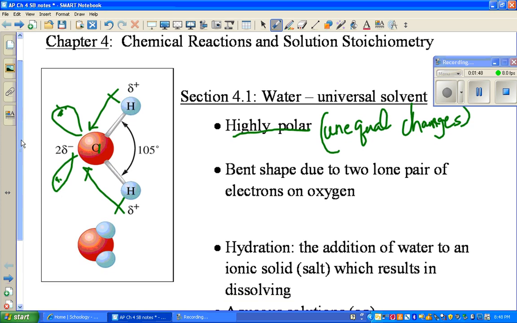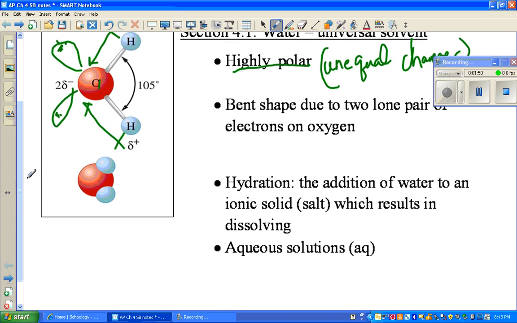And hydration is the addition of water to an ionic solid. Again, ionic is a metal to a nonmetal. We are transferring electrons, which results in dissolving. Now, if there is enough space, things are going to continue to dissolve. So you need to think about these water molecules as they fill up a bucket or a beaker or whatever it is, there's space in between these water molecules so that this salt can fit in between and continue to dissolve.